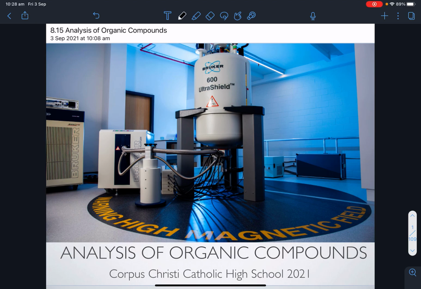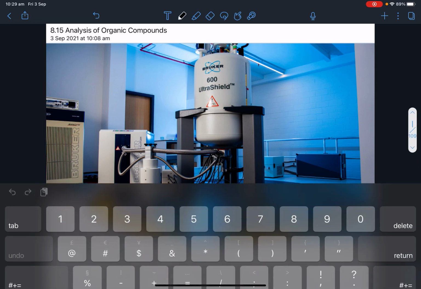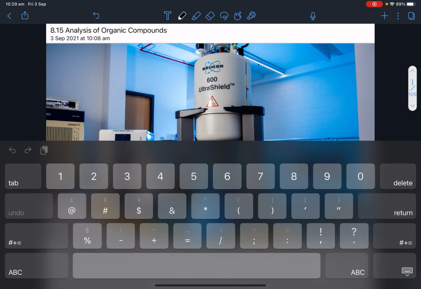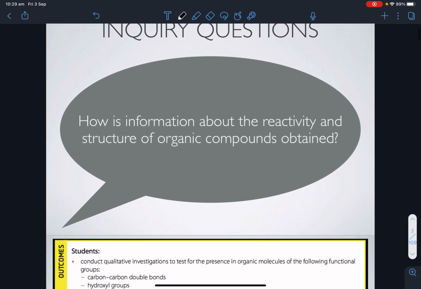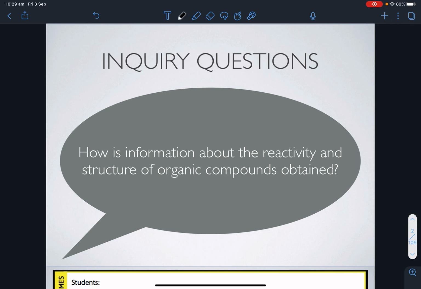This one's one of my favourite chapters. Analysis of organic compounds, unlike last chapter, inorganic. We're dealing with carbon, hydrogen, and oxygen, a little bit of nitrogen and stuff, bonded in large molecules. Oh, what a great start. So here's our inquiry question: how is information about the reactivity and structure of organic compounds obtained? We're looking mainly at determining the structure of organic compounds.